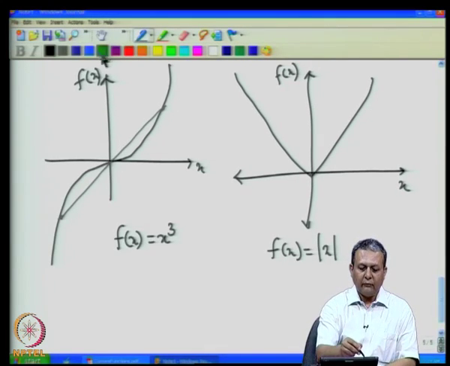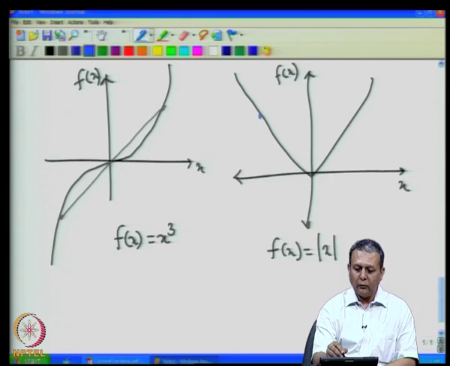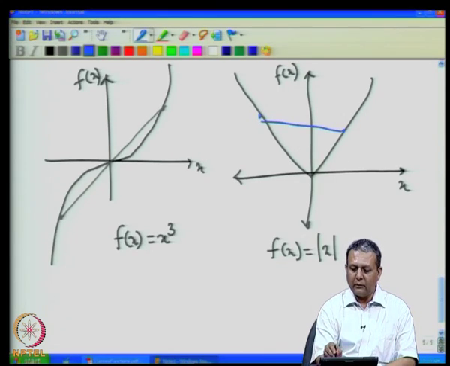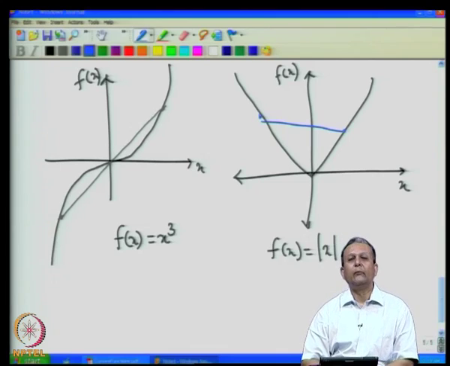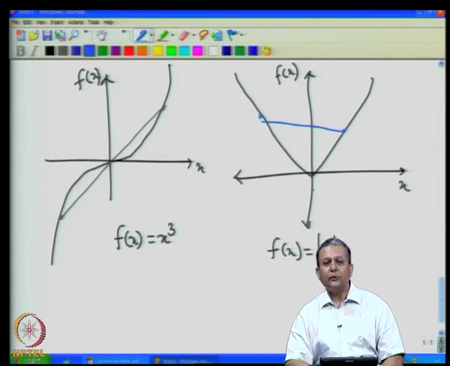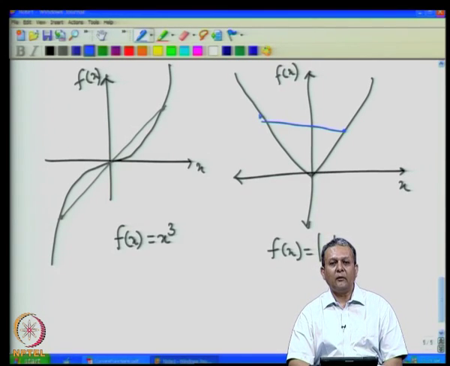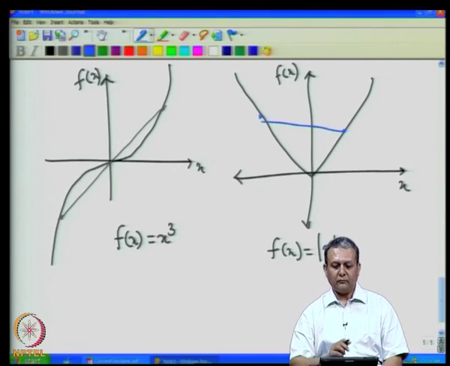You will see that if you take any 2 points on the graph of this function, the line segment joining them always lies on or above the function. Right. So, this function is a convex function. So, this shows that convex functions need not be differentiable. This is a continuous function.